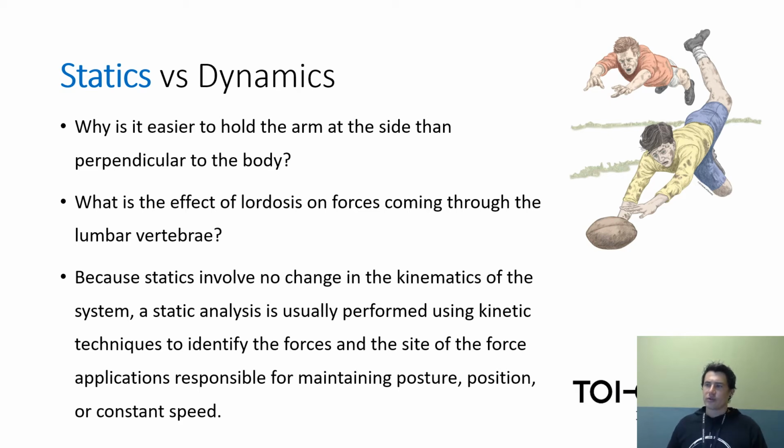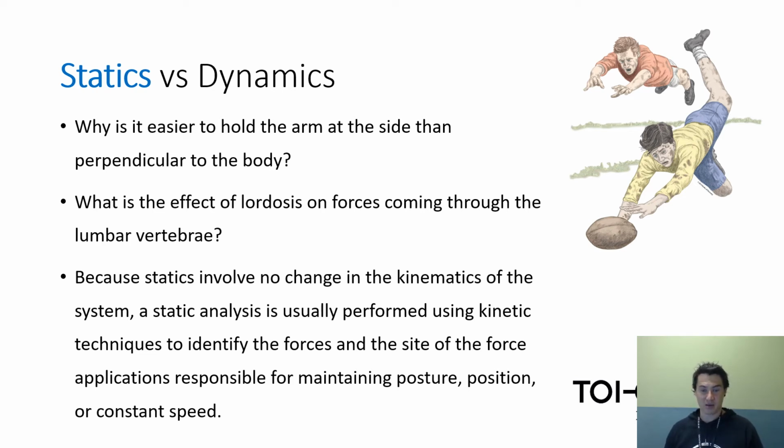It's easier to hold the arm at your side. This is a question to think about. Why is it easier to hold your arms at your side than perpendicular? So if you think about static posture and holding your arms at your side, than it is perpendicular. Perpendicular is this, so 90 degrees to a straight line. Why is it easier?